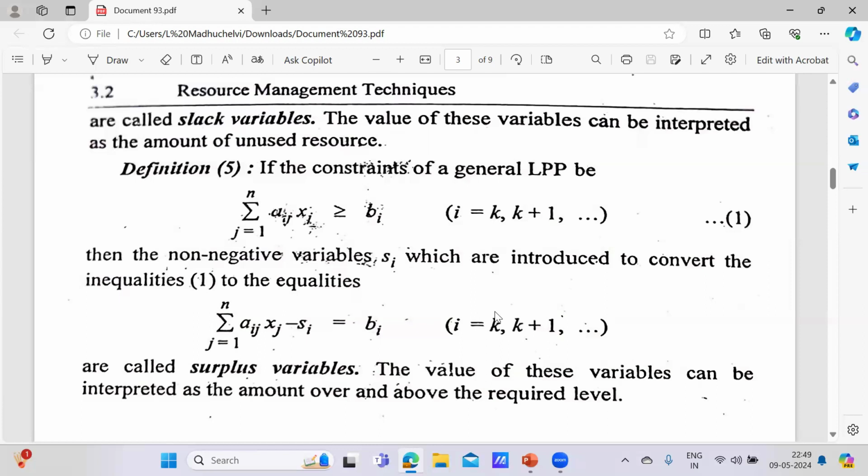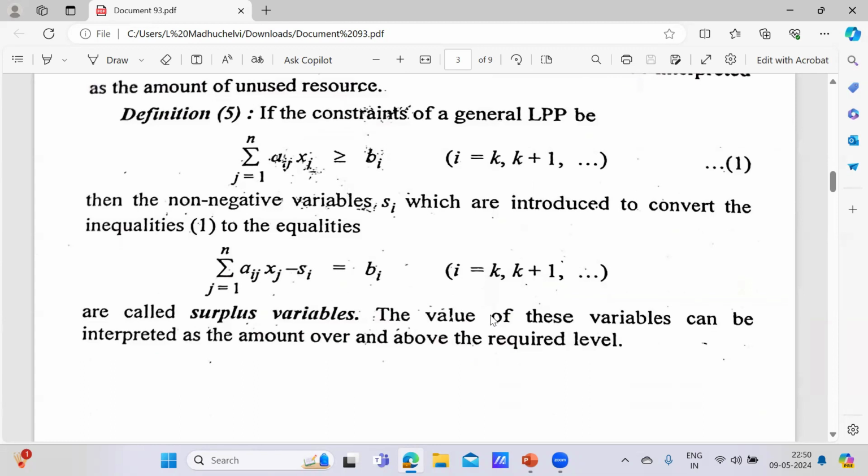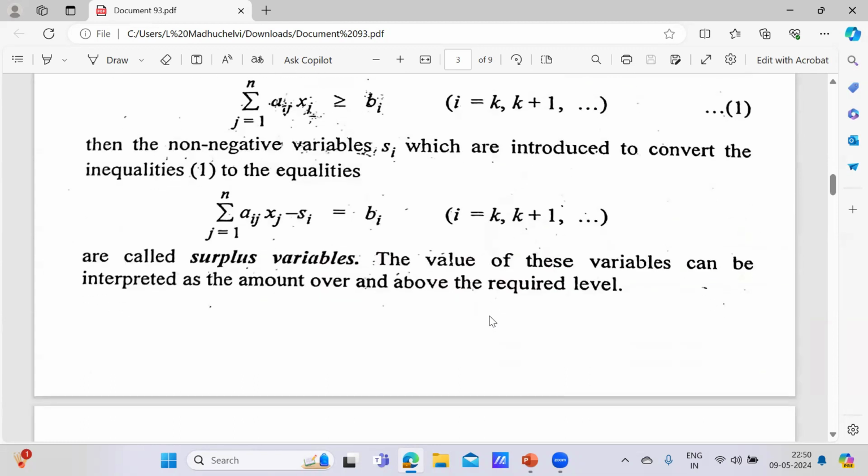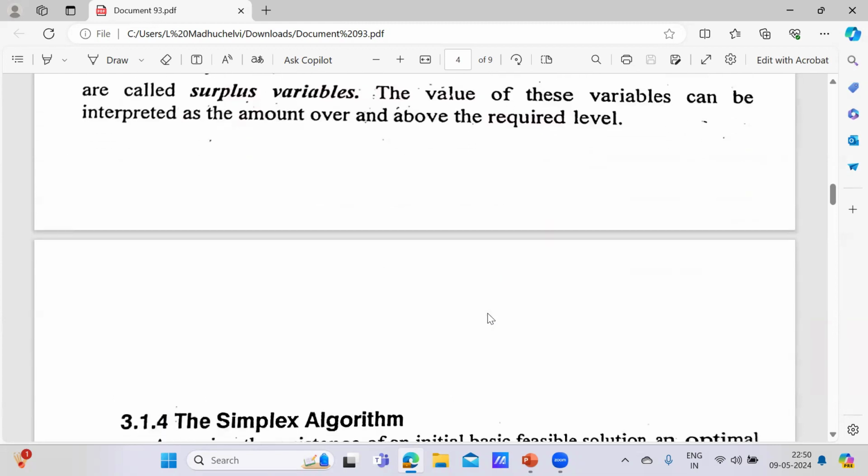Next definition is surplus variable. If the constraints of a general LPP be summation j equal to 1 to n aij xj greater than or equal to bi, i equal to k plus 1, etc. then the non-negative variables si, which are introduced to convert the inequalities to the equalities, that is summation j equal to 1 to n aij xj minus si equal to bi are called surplus variables. The value of these variables can be interpreted as the amount over and above the required level.